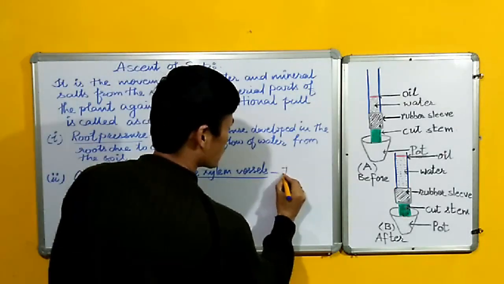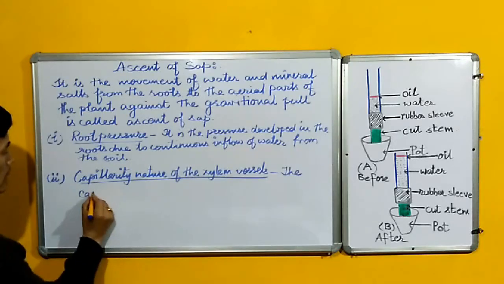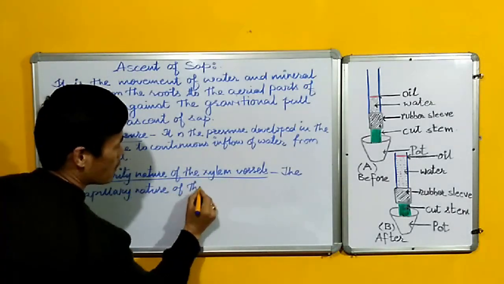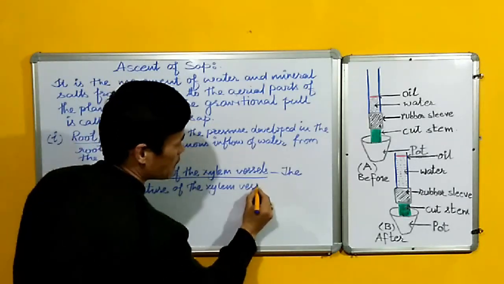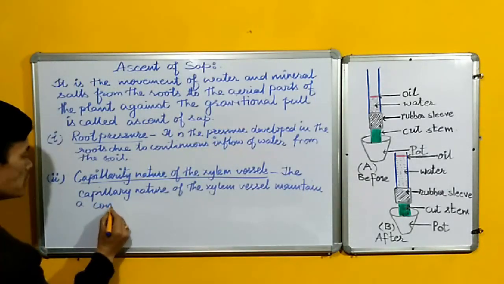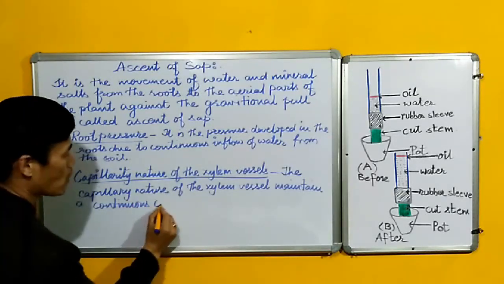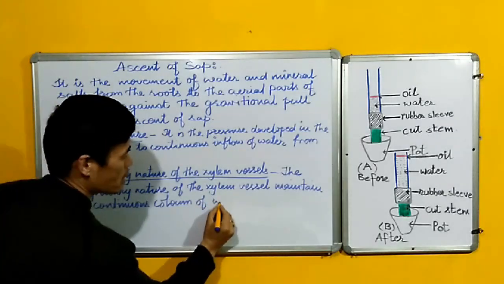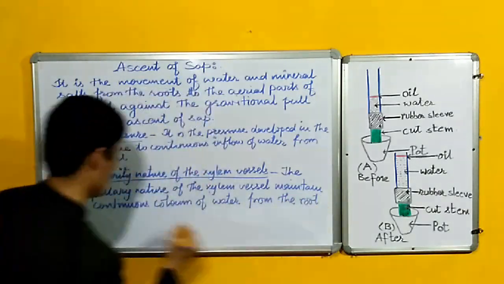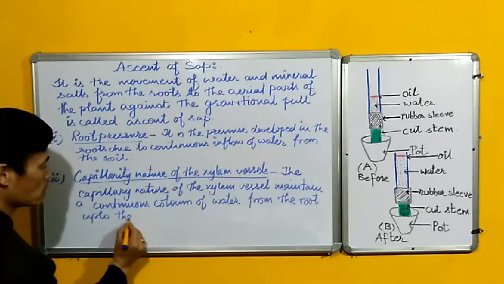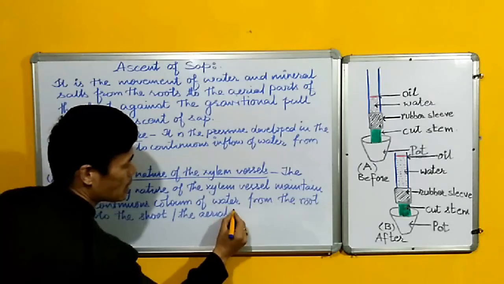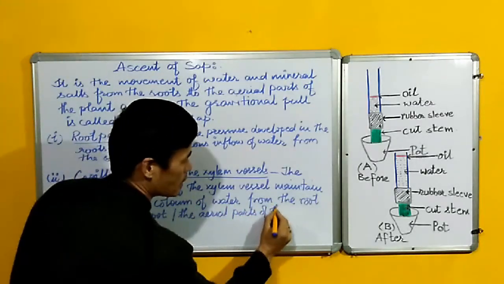So here the capillary nature of the xylem vessel maintains a continuous column of water from the root up to the shoot or the aerial parts of the plant.